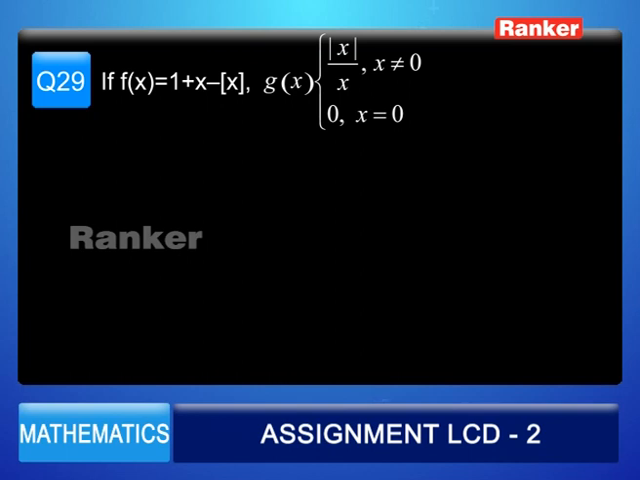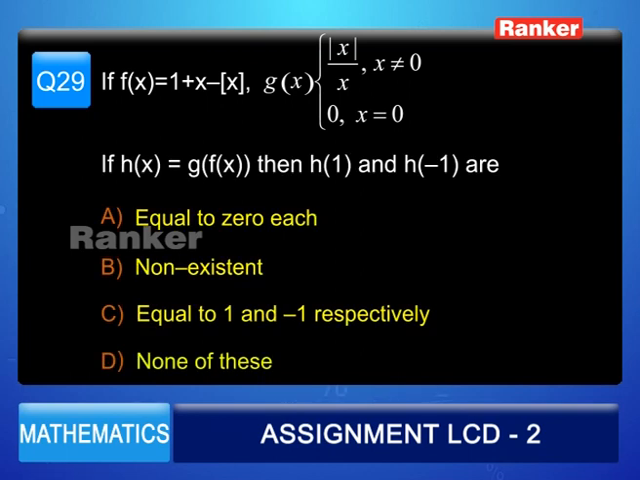If f of x is equal to 1 plus x minus the integral part of x, and g of x is equal to mod x by x if x is not equal to 0 and 0 if x is equal to 0, and h of x is equal to g of f of x, then we need to find h dash of 1 and h dash of minus 1.